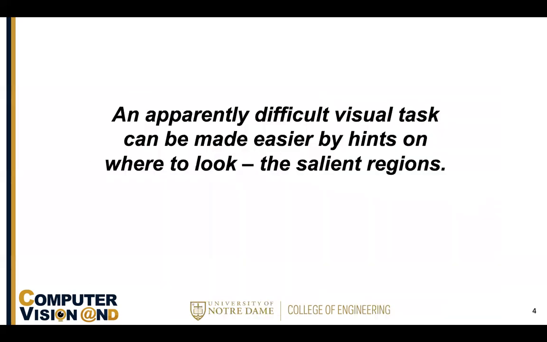So the point from posing this task to you at the start is so that you can see some iris images, because a lot of my part of the tutorial is going to be illustrated through iris recognition and presentation attack detection for iris recognition, but also to plant in the back of your mind the idea that an apparently difficult visual task can be made easier when you have hints on where to look in the image to find the information that's relevant to solve the problem. Where are the salient regions in the image to acquire the information you need to solve the problem?